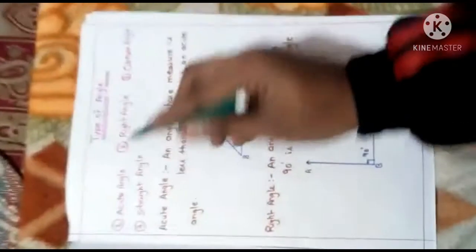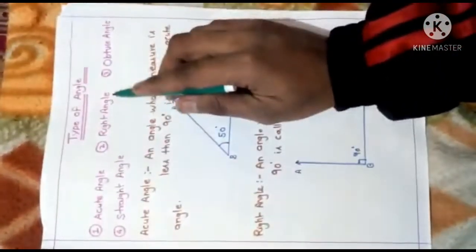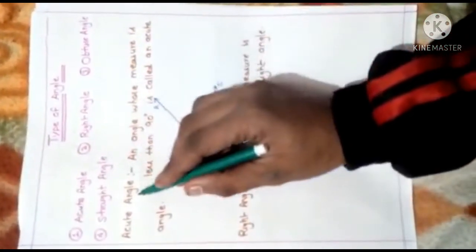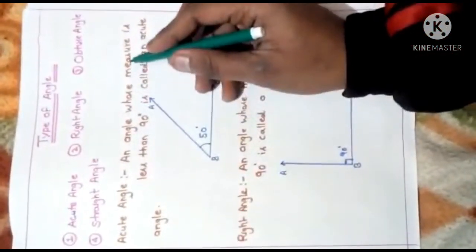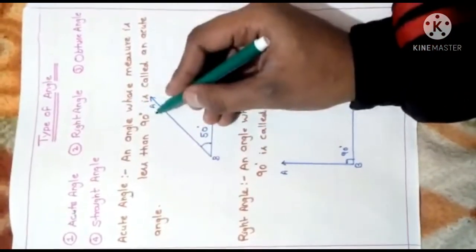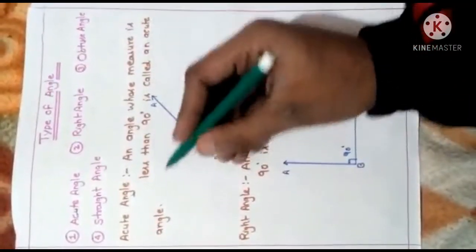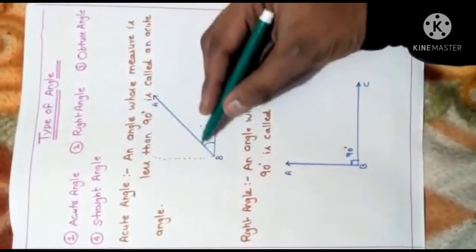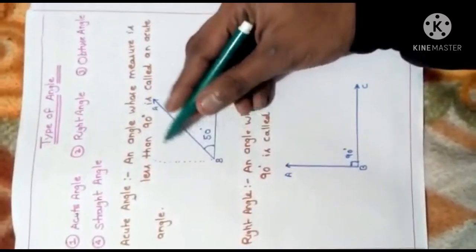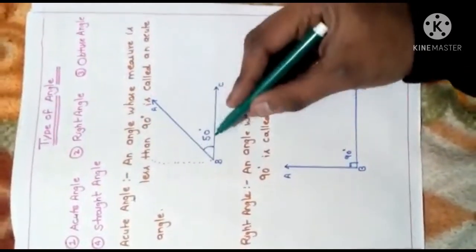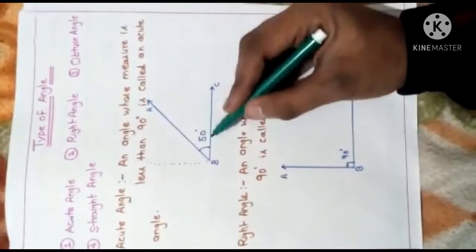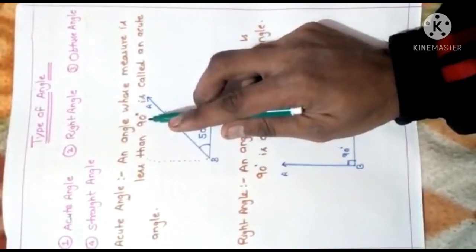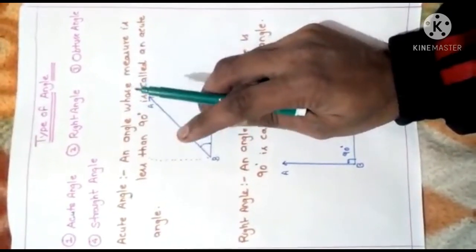So what is an acute angle, what is a right angle, what is an obtuse angle, what is a straight angle? Acute angle: an angle whose measure is less than 90 degrees is called an acute angle. 90 is this type. So this is an acute angle, and this is an acute angle. Any angle less than 90, we can say, is an acute angle.